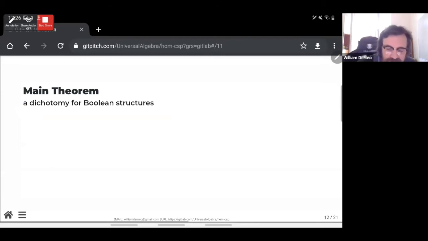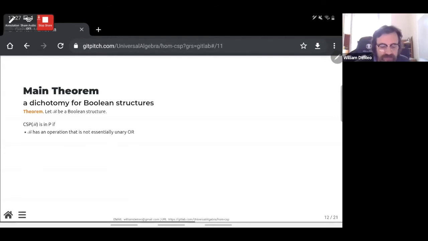Okay, so let's get to the main theorem that we want to show here, and that is the dichotomy theorem for Boolean structures. So if you have a Boolean structure B, then the CSP of B is in P if B has an operation that is not essentially unary, or the polymorphism clone of the graph of B has a polymorphism that is constant or not essentially unary. Otherwise, the CSP is NP-complete.